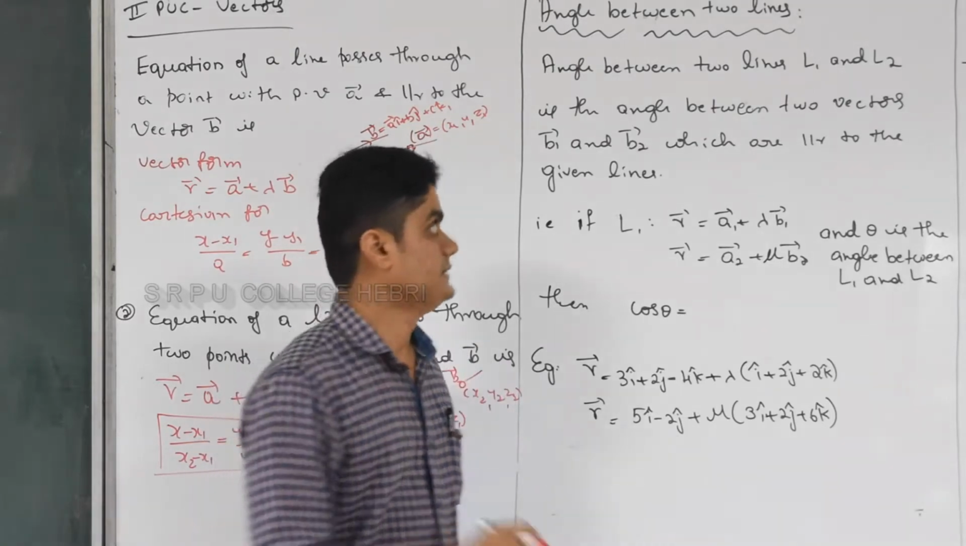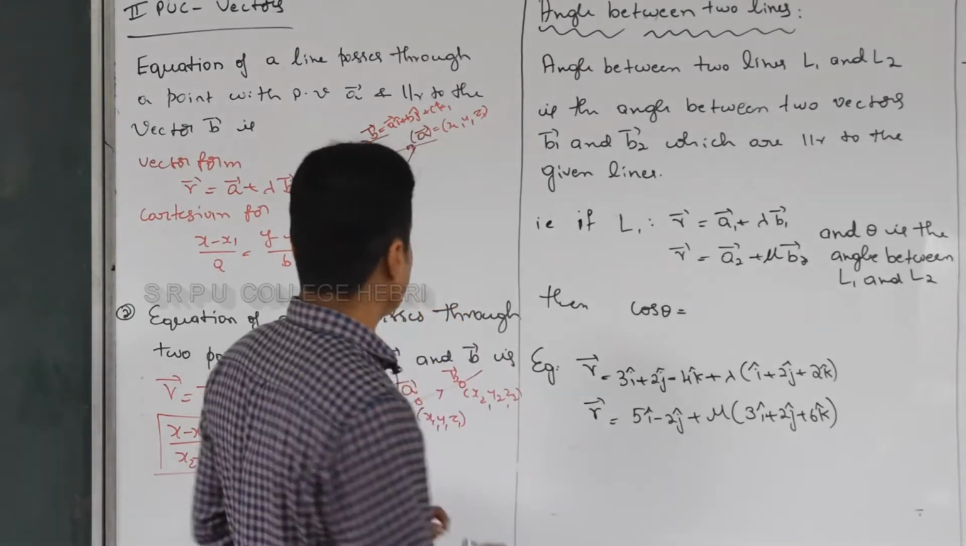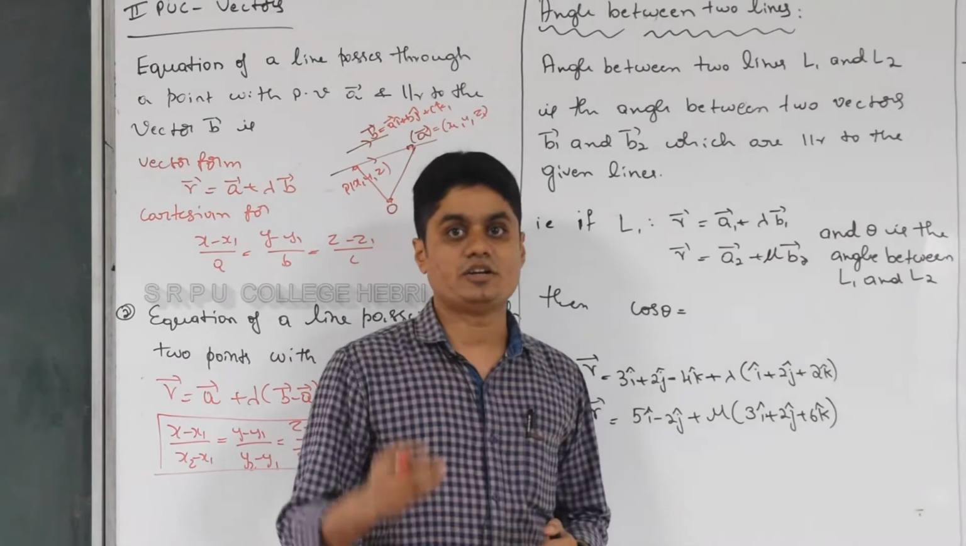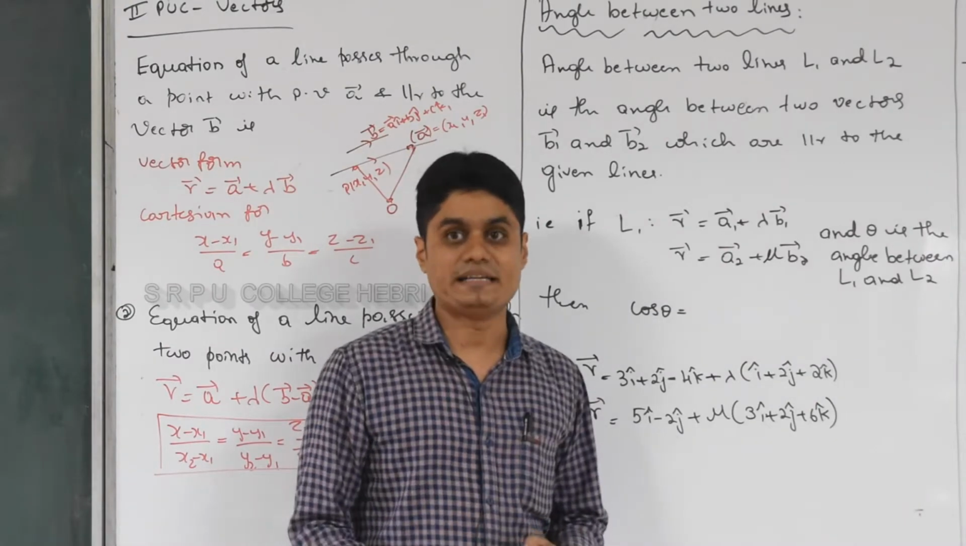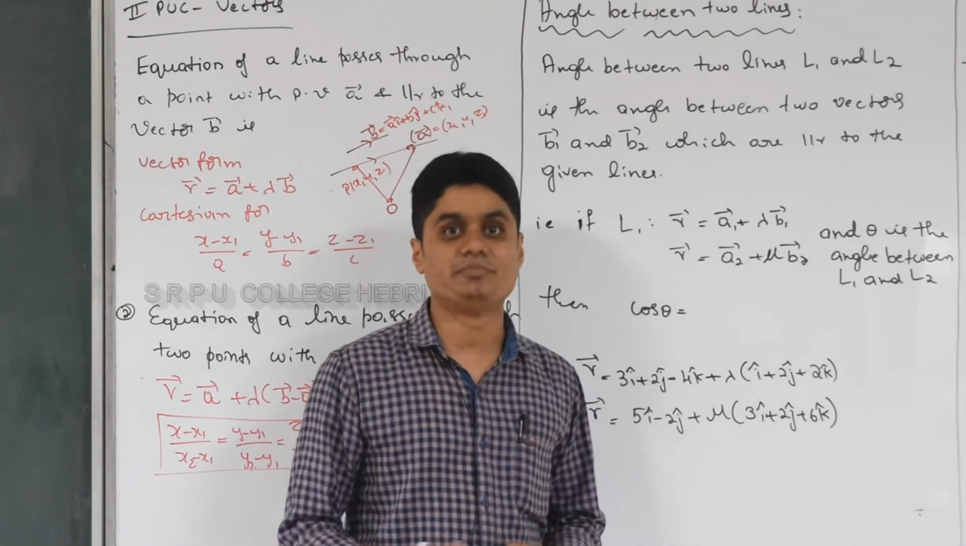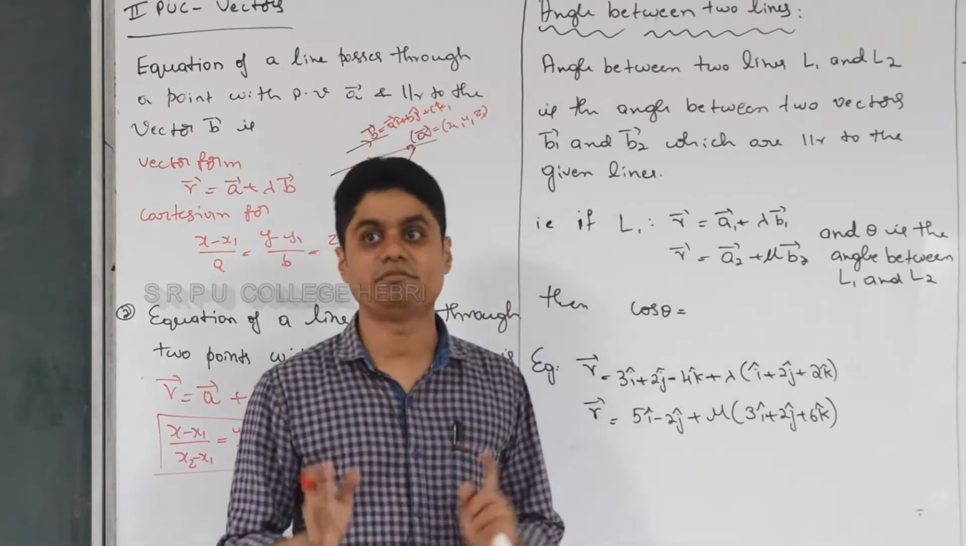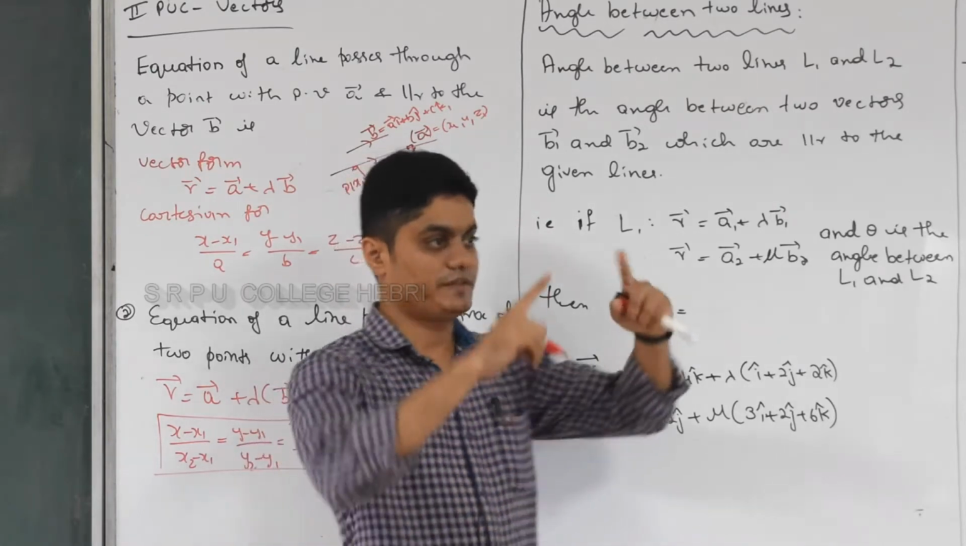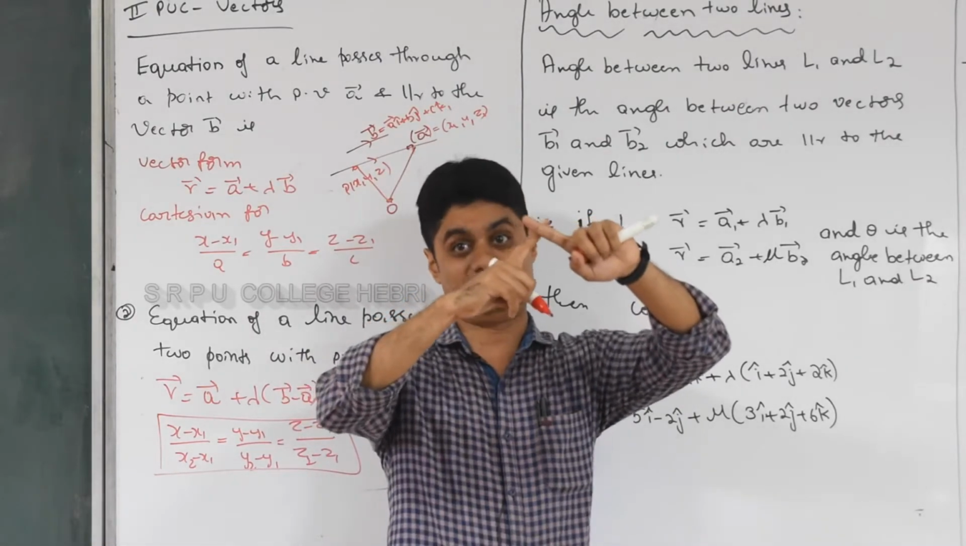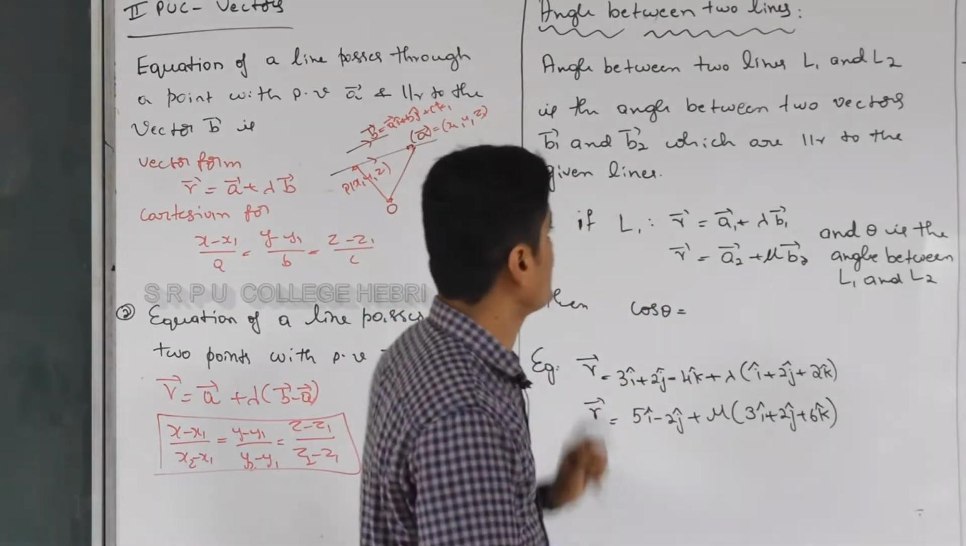After identifying how to write the equation of a straight line in space, now we are going to find the angle between them. First we learned the equations of a straight line, and after that we find the angle. So now we are going to find the angle between two straight lines in space. Different idea, observe carefully.